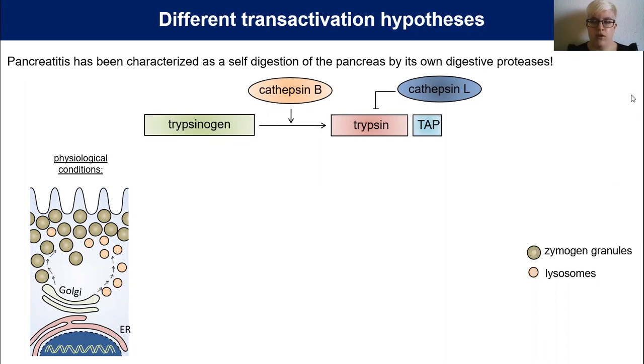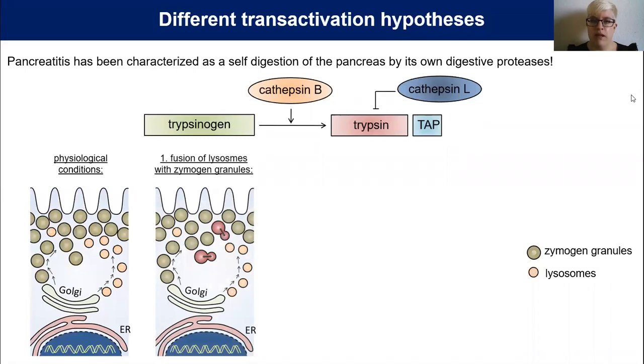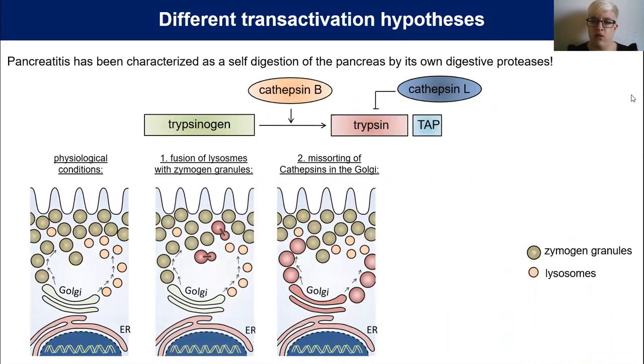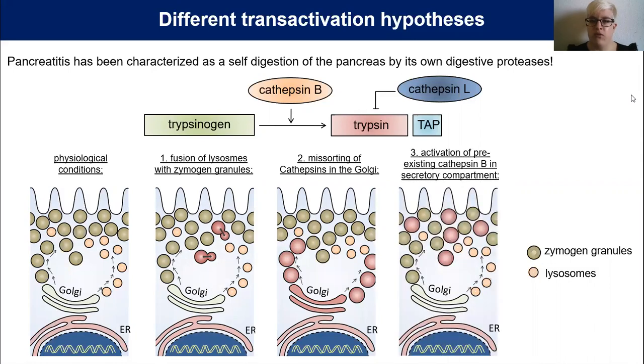A pathophysiological stimulus leads to blockage of secretion. Cathepsin B and trypsinogen co-localize. Therefore, different hypotheses exist. First, that there's a fusion of lysosomes and zymogen granules. Second, that there's a missorting of the cathepsins in the Golgi apparatus. And we think that there's a third one, that there's activation of pre-existing cathepsin B in the secretory compartment.